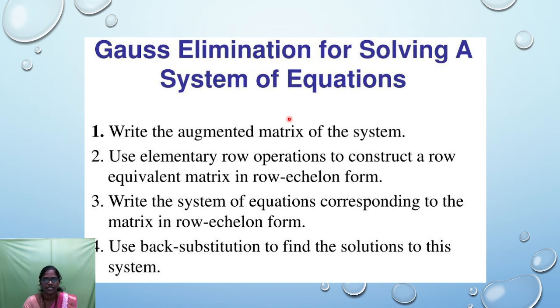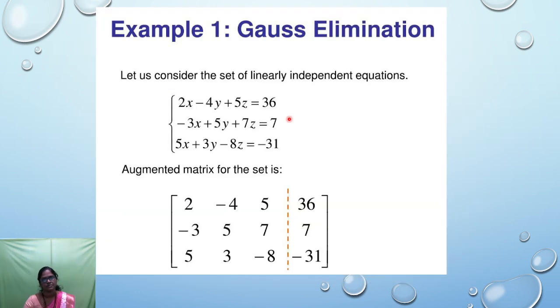Gauss elimination for solving a system of equations. First we need to write the augmented matrix for the given system of equations, then use elementary row operations to construct a row equivalent matrix in row echelon form. Then we evaluate the row echelon form. Using back substitution, we get the solution for the variables x, y, z. For a 2 by 2 matrix we get x and y. For a 3 by 3 matrix we get x, y and z. So, Gauss elimination method. Let me show an example.